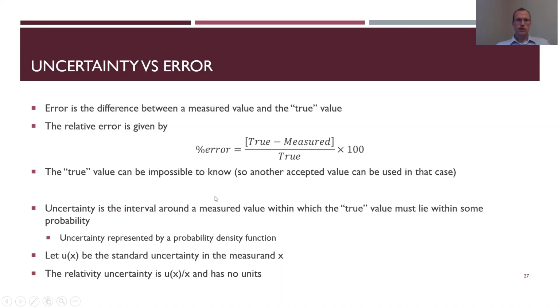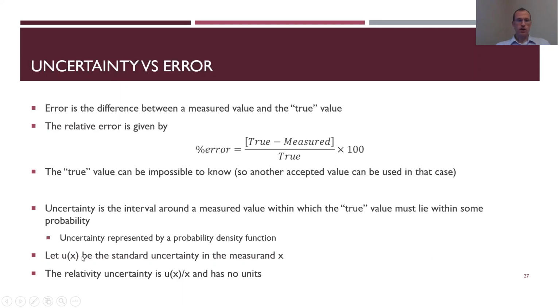And then uncertainty is the interval around which that true value is going to lie. So generally you have some plus or minus value. So the value that I measured is this value, and then kind of plus or minus a certain amount. I think the true value lies somewhere in that range. So that's your uncertainty, where you think the true value actually lies based on your measurement. And so that's generally given by some probability density function.